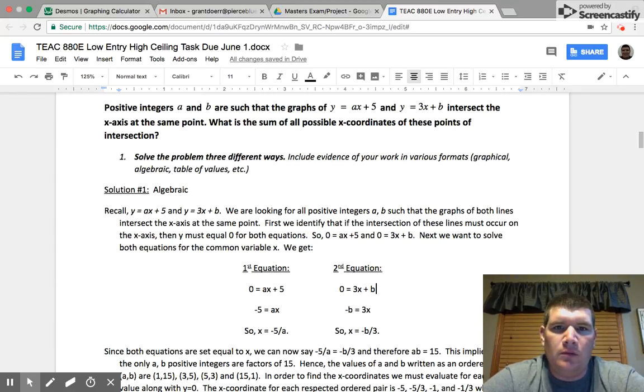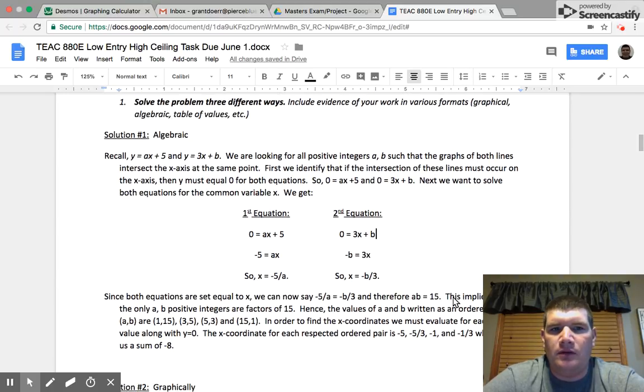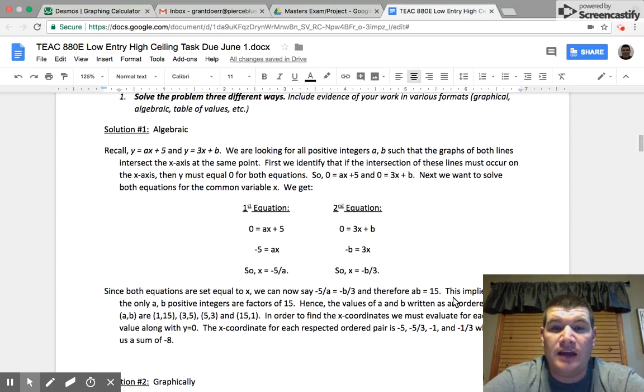Okay, so when I first started looking at this problem, I thought right away, okay, system of equations problem, I'm going to go ahead and solve this thing algebraically. And as I dove into it, I realized it's not as easy to solve this algebraically as I thought it would be. But the closer I got to looking at it, the first thing that came to mind was, okay, these two lines have to intersect on the x-axis. So if they're going to be on the x-axis, that means my y value has to be 0.